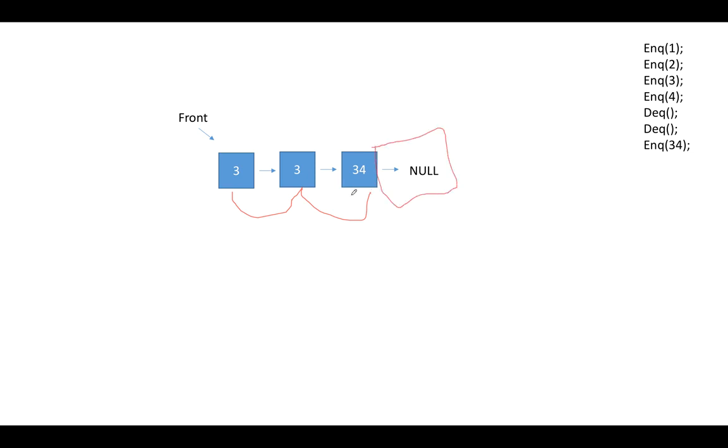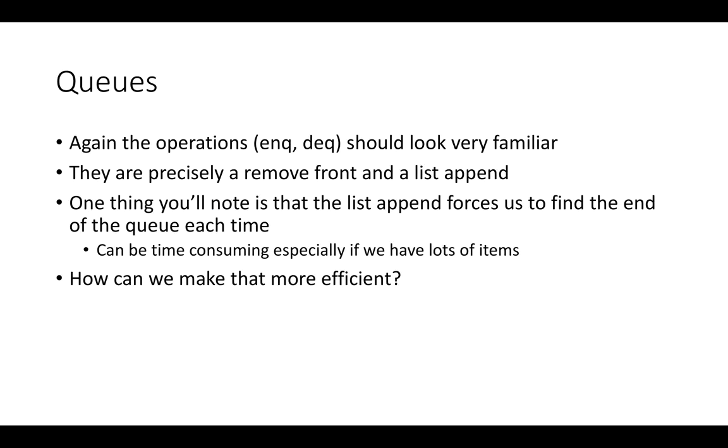Because that says this is the end of the list. Then we would go ahead and add our new number there. Okay, and if we had a really big queue with lots of things in it, that could potentially get rather time consuming, especially if we need to do that multiple times in a row. All right, so what's one possible way that we could go about making this a little more efficient?